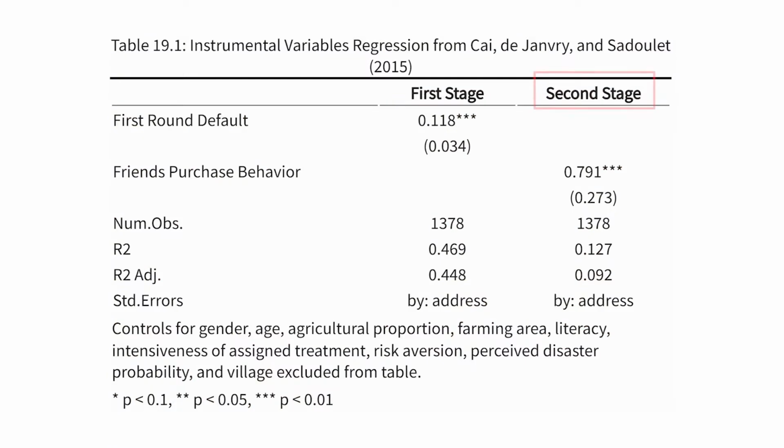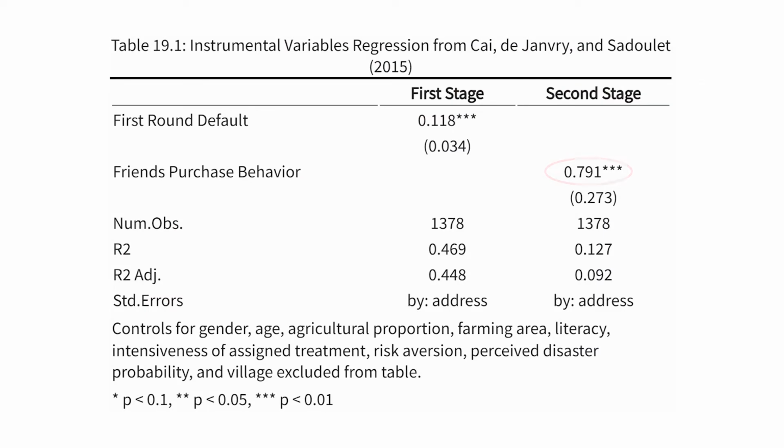Then we can look at the second stage. We take the predicted part of your friend's insurance buying behavior. We say, okay, based on where you were randomly assigned, what would I predict about how likely you are to buy insurance? And I'll use that prediction to now predict my chances of buying insurance. And I find that my friend buying insurance makes me much more likely to buy insurance. If my friend buys insurance as opposed to not buying insurance, it makes me 79.1 percentage points more likely to buy insurance, which is a very strong network effect.